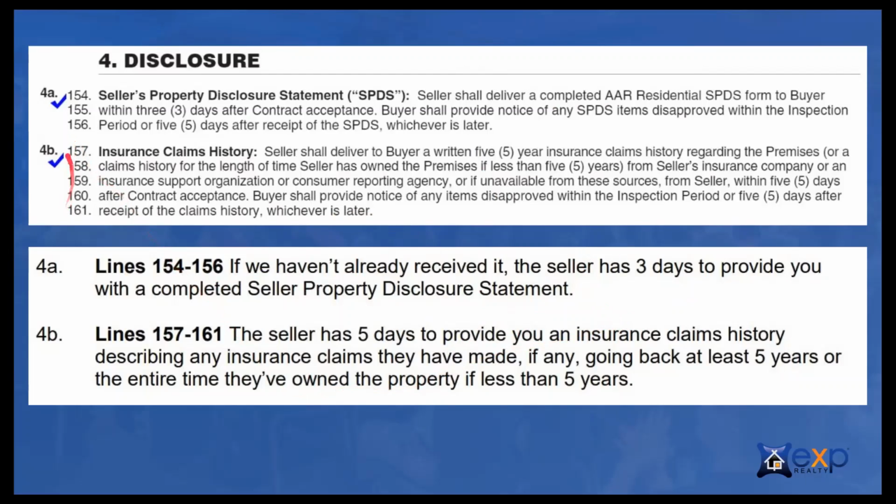The next section, insurance claims history, the way I explain that briefly is I just say the seller has 5 days to provide you an insurance claims history describing any insurance claims they've made, if any, going back at least 5 years or the entire time they've owned the property, if less than 5 years. Okay, next slide. Where's my tools? My apologies, I'm missing my tools.